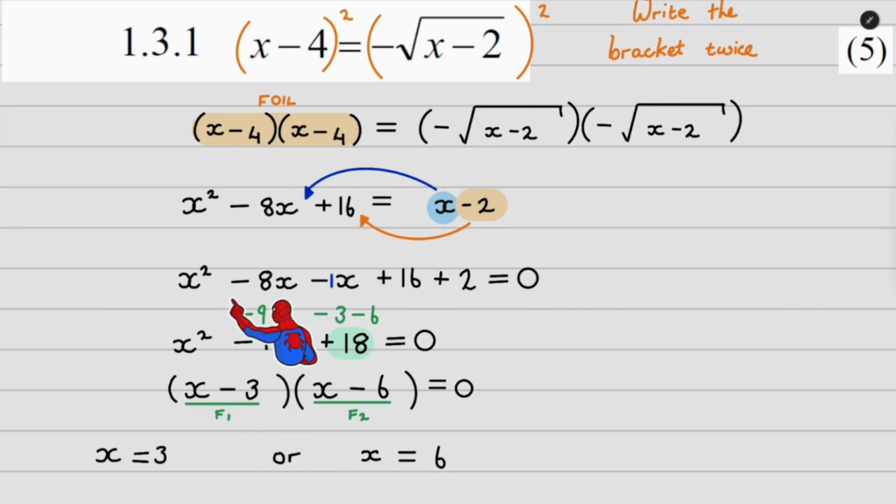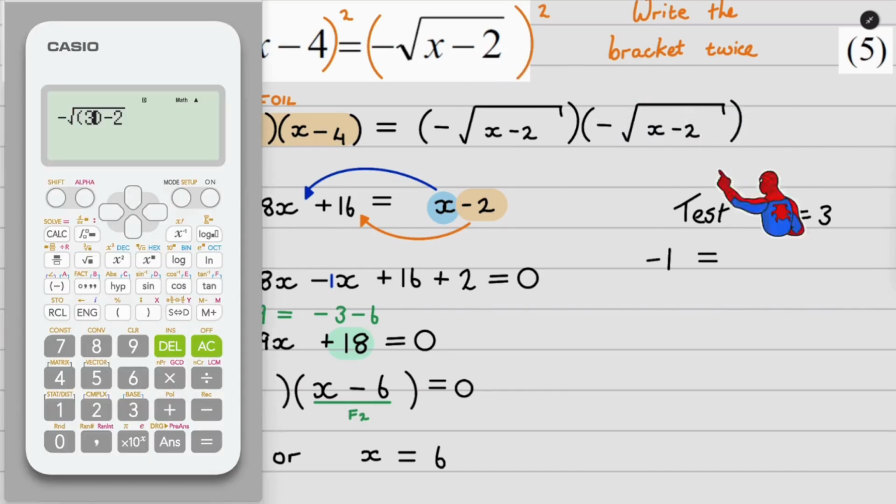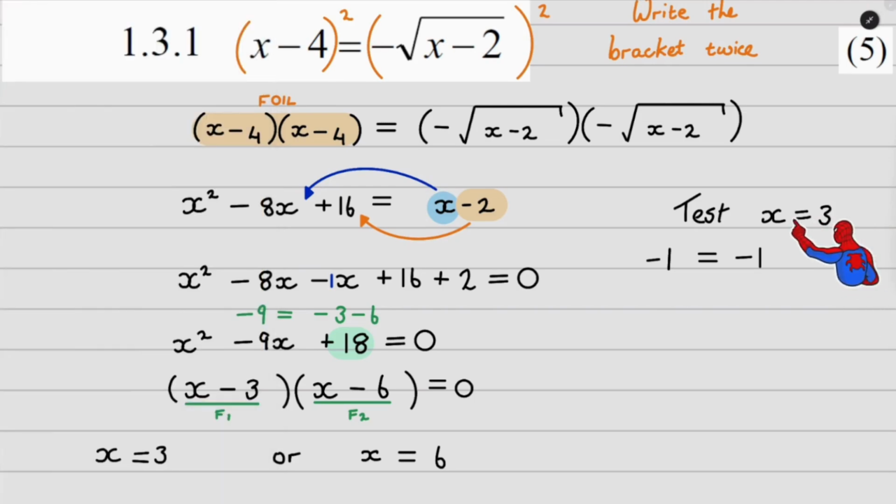So if I put this 3 into x's place here, on the left hand side I'll get 3 minus 4, which is negative 1. And then I'm going to put this 3 into x's place over here. Yes, ain't nobody got time for that, bro. That's going straight in the calculator. Okay, so I just pop that in, press equals, and you can see it gives me negative 1. Which means that x equals 3 is definitely a solution.